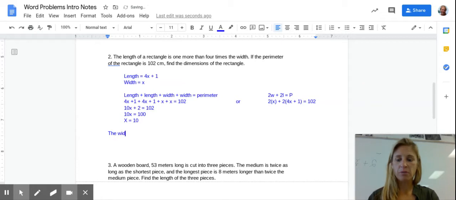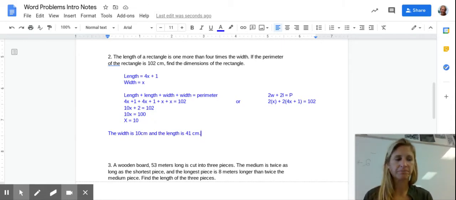So we're going to say the width is 10, because the width is x. So the width is 10 centimeters. And the length is, go put 10 back in here, 4 times 10 plus 1, 41 centimeters. Okay, that's an answer. Your answer is not just 10. Your answer is not just like 10 and 41. Your answer is a sentence. The width is 10 centimeters and the length is 41 centimeters.